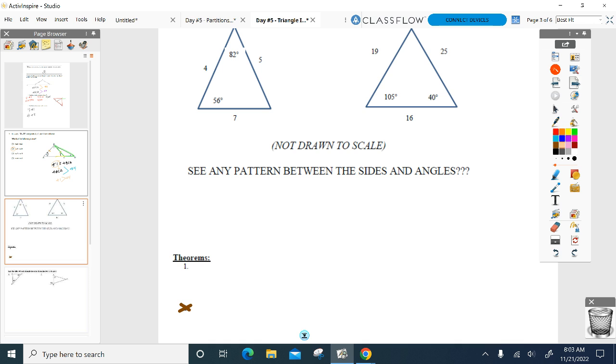Find the missing angle, and then dig deep by yourself or with people in your group. After you find the third angle in each triangle, find a pattern between the sides and the angles of each triangle. All right, go ahead. Find the missing angle right now. And then see if you can dig deep, please. Just don't stare at your paper. See if there's any pattern between the sides and where the angles are in each triangle.